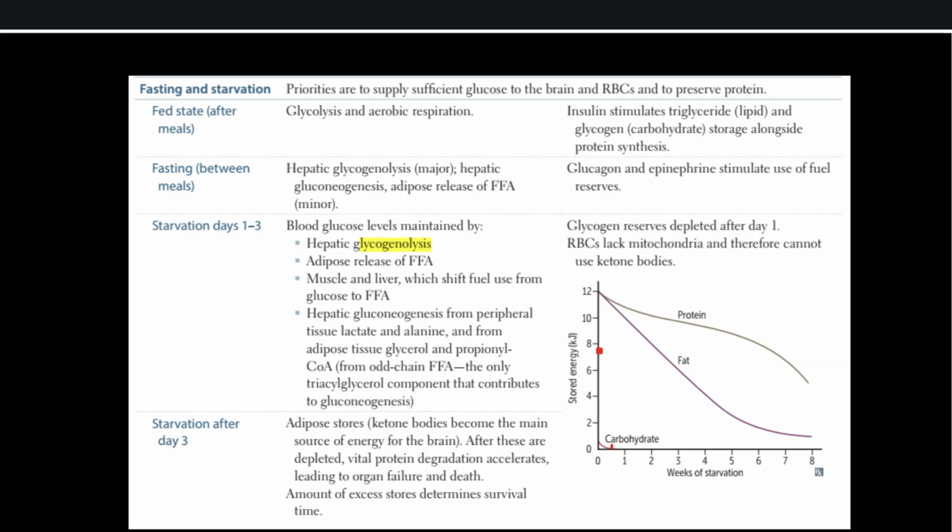Here's the detail on it, and you see when you start to use the fat versus the protein, because eventually, let's say someone's actually undergoing malnutrition or something, right? At what time is the adipose tissue going to be finished, and at what time are you going to start to eat up your protein, right? So that's what they're talking about here.